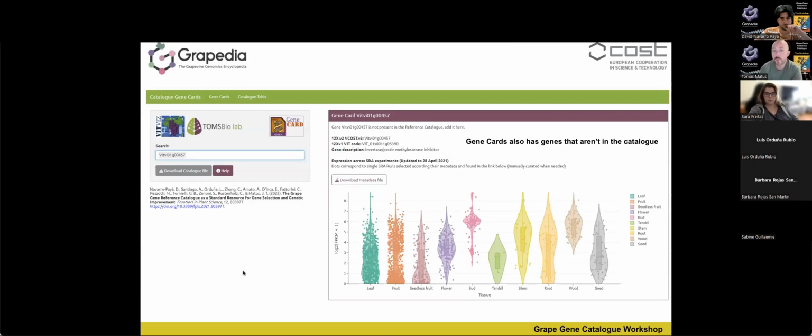This is an example of how the gene card looks. So for instance, we have a gene here that is the pectin methylesterase inhibitor that is not currently present in the catalog, but we still have expression data for this gene. So as you can see here, this gene is not present, but the idea would be to include all of these genes in the catalog.